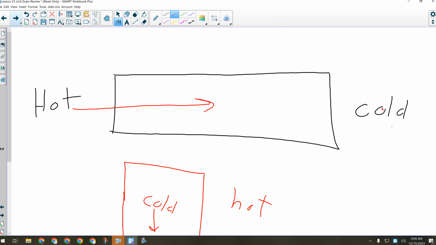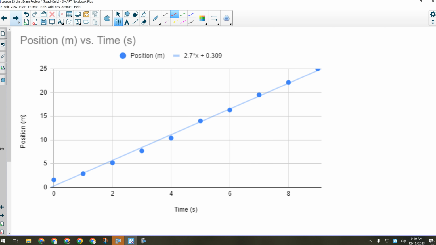All right, so we had a request for a graph. Here's what I would like you to calculate using this graph. First, what is the velocity of this object? 2.7 meters per second, yeah, positive.